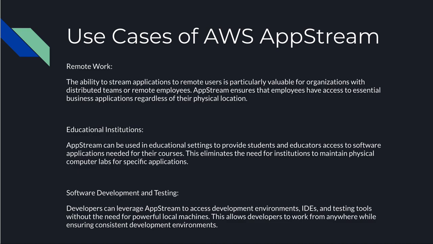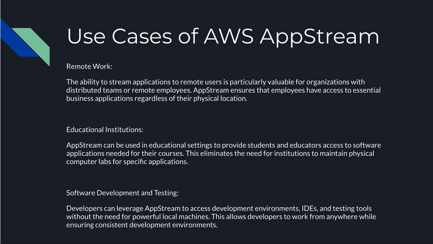This allows the developers to work from anywhere while ensuring consistent development environments. So they no longer have to face situations where certain test cases run because the other machine was more powerful and was able to run in a shorter period of time with fewer errors. It's consistent now, because everyone is using AppStream in a centralized manner.